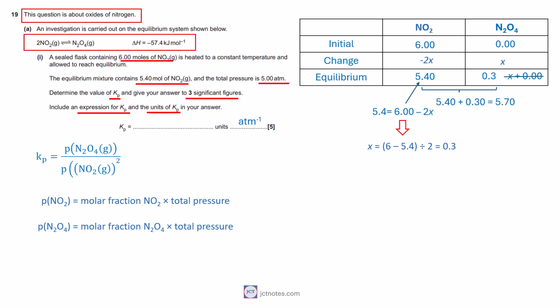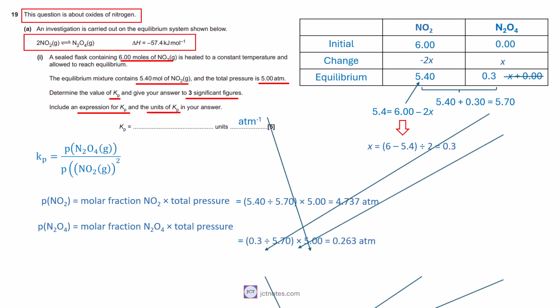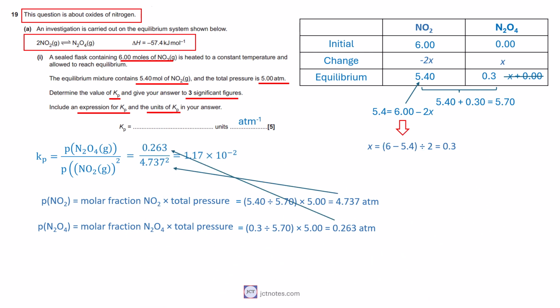With these values, we can calculate the partial pressure of the NO2 as 4.737 atmospheres, and for the N2O4 we have 0.263 atmospheres. Replacing these values in the expression of Kp, I get 1.17 by 10 to the power of -2, using two significant figures.